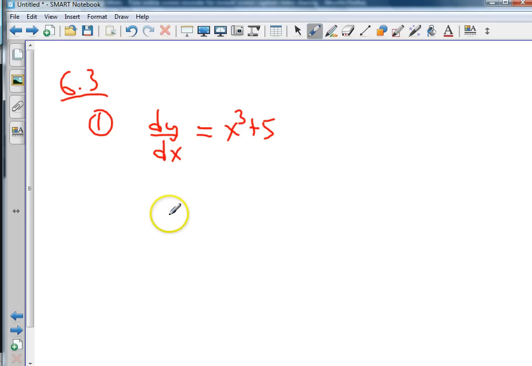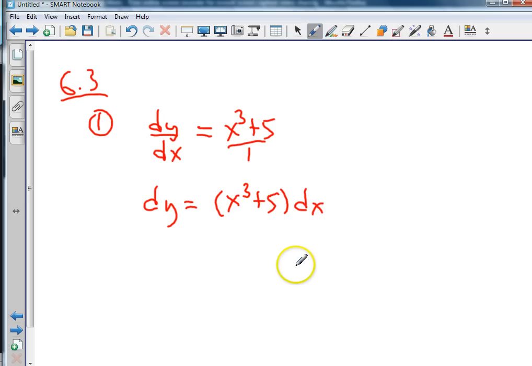How do you separate this? That's it. It's cross multiplying. Usually that's all it is. So you get dy equals x cubed plus 5, all of it times dx, right? Usually it's just cross multiplying. Sometimes it gets a little more fancy. We'll practice it up. But usually it's just cross multiplying. All right. So now what?